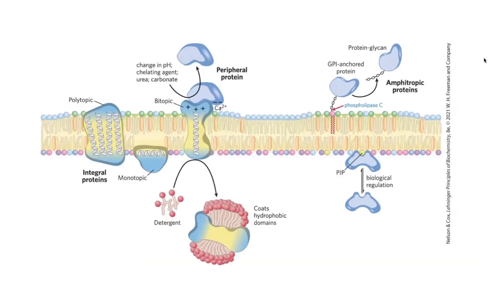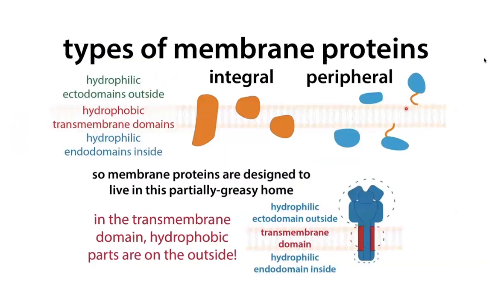This picture from your book gives a little overview. What we're going to be talking about mainly today are what we call integral membrane proteins that actually go through the membrane. Some proteins are only attached to one side. We call these peripheral membrane proteins. The integral membrane proteins go at least somewhat through the membrane, and the ones that we're going to talk about are actually going to go all the way through the membrane.